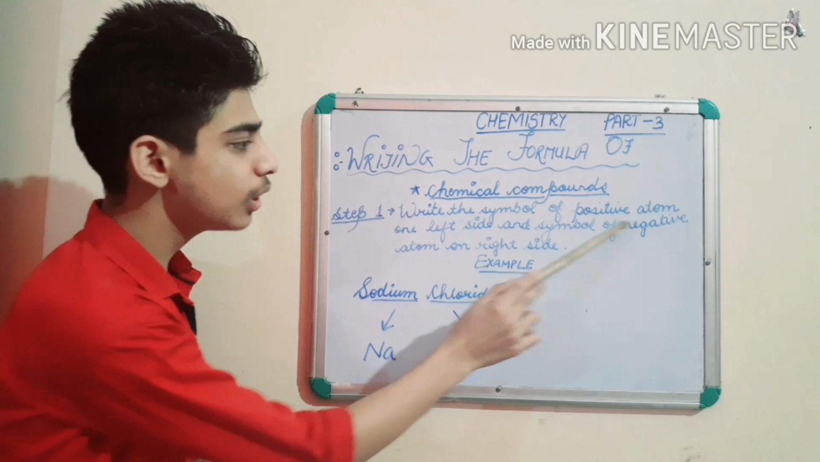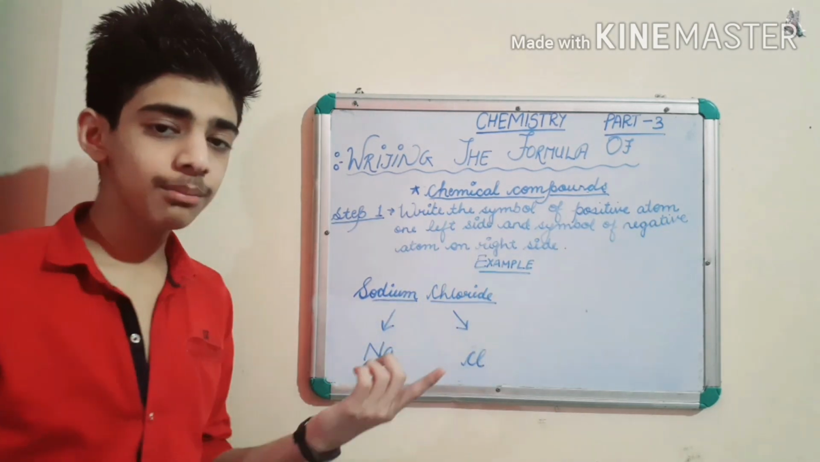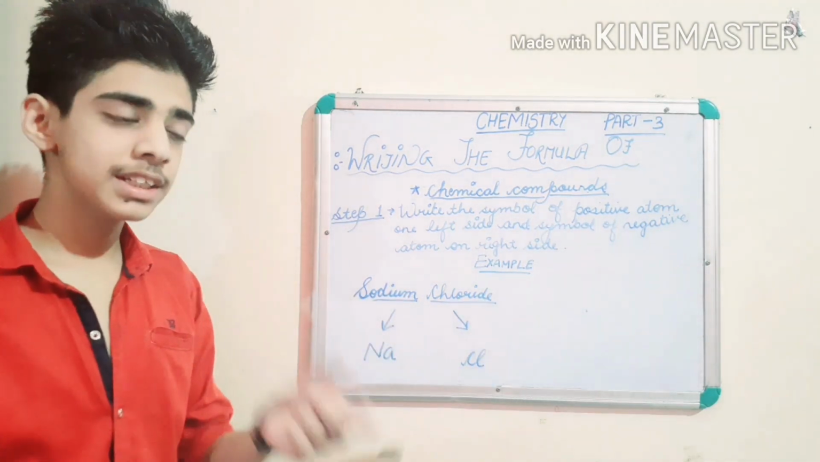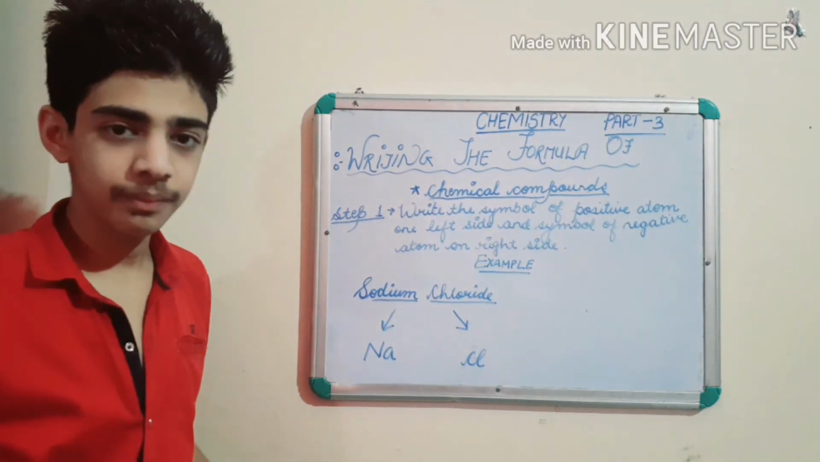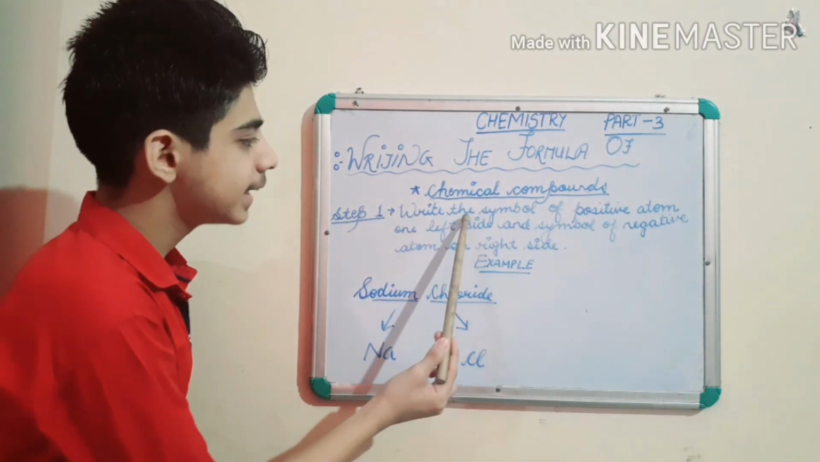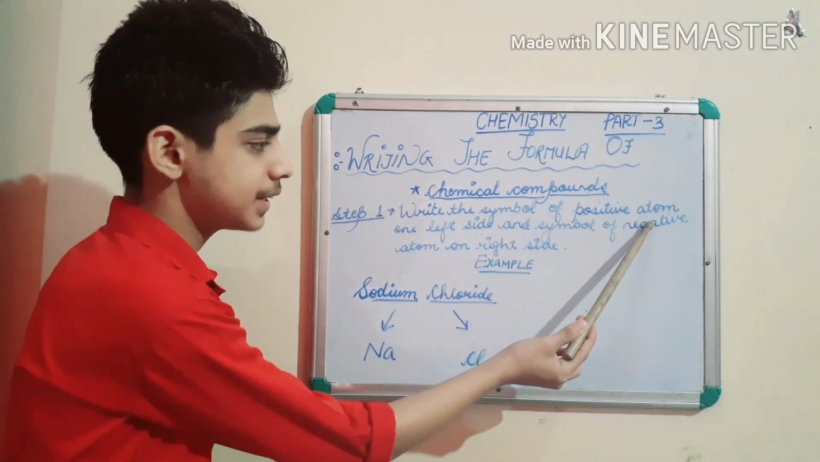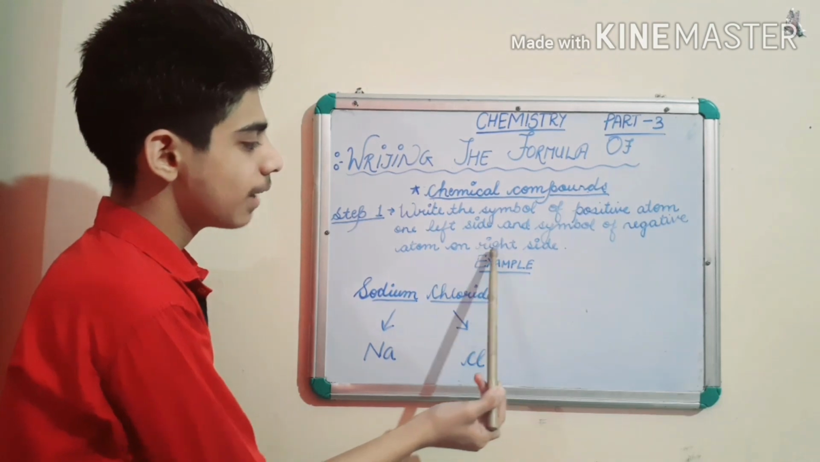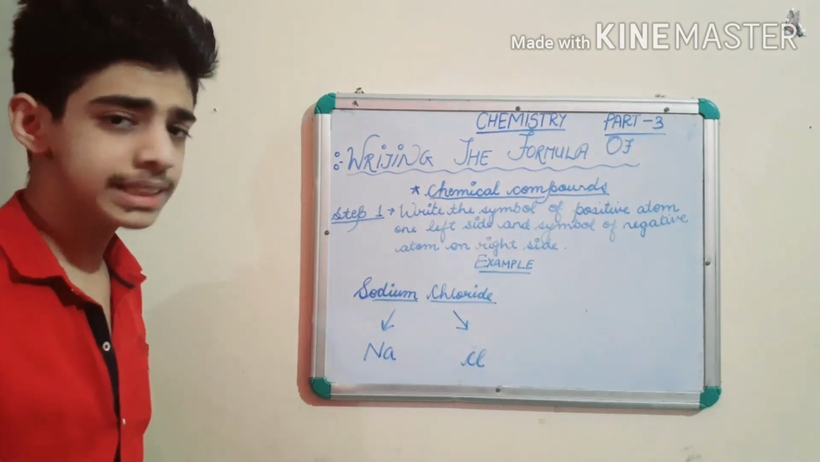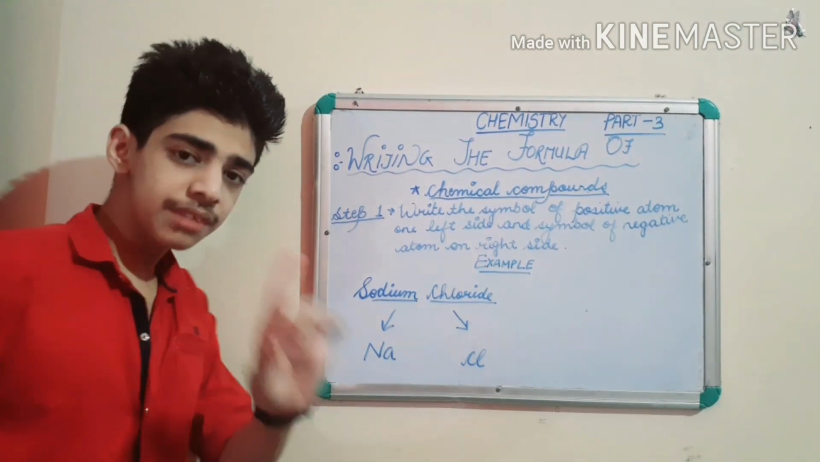And the symbol of the negative atom, negative like O minus 2, or sulfide, sulfate, these are negative atoms, on the right side. May I repeat? Write the symbol of the positive atom on the left side and the symbol of the negative atom on the right side. This is the first step.